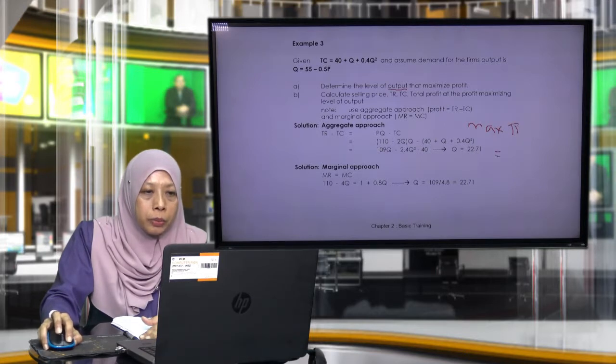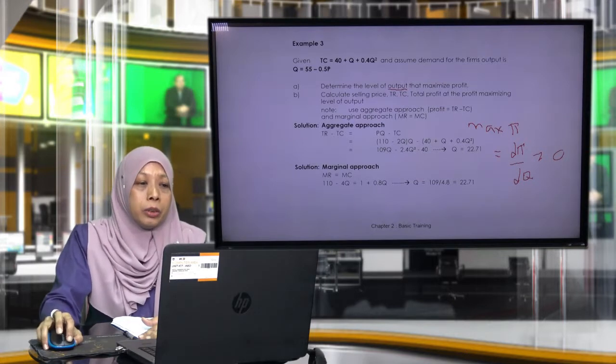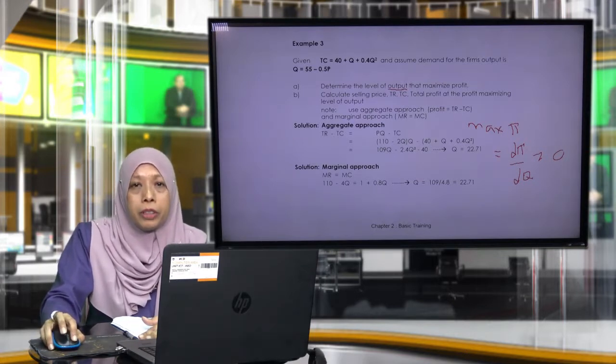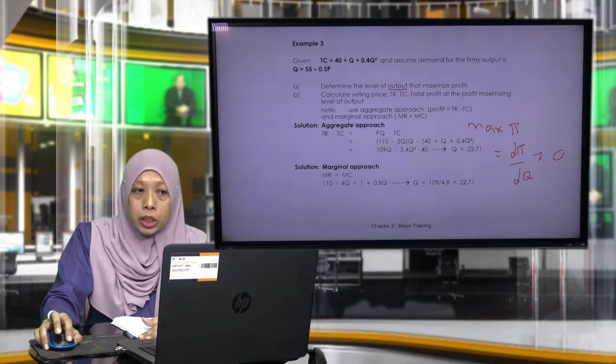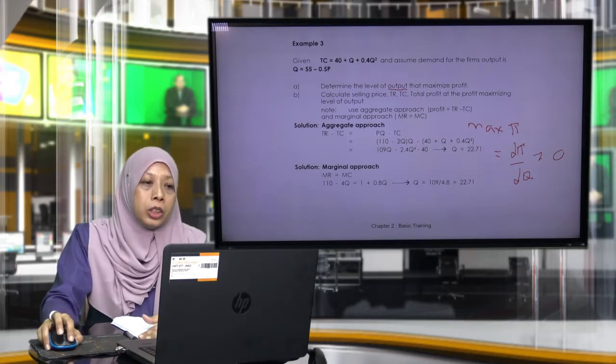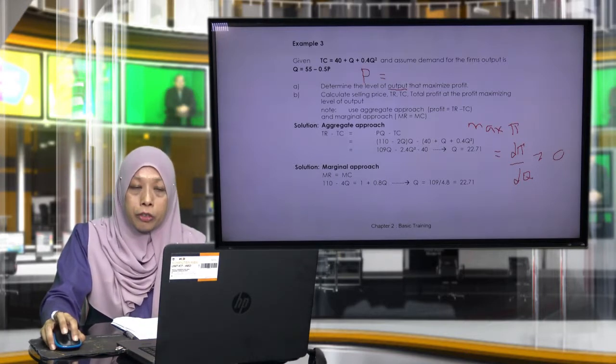But to maximize profit requires you to differentiate your profit function, and then you have to set it equal to 0. This is the thing that you need to do. But the question is, what is your profit function? The first thing that you need to do is come up with the profit function. Profit is the difference between total revenue and total cost. You are given your total cost function. You are also given your Q function.